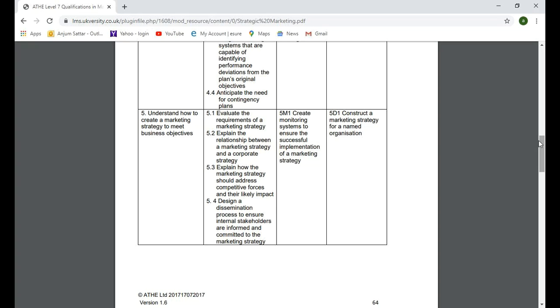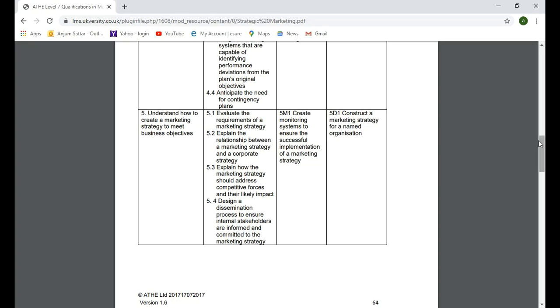We discussed rivalry, competitive rivalry, and the threat of substitutes. If there is a threat of substitutes, what marketing strategy will be best for you as an organization? Then design this, so we can look at the process to ensure the internal stakeholders and external stakeholders.